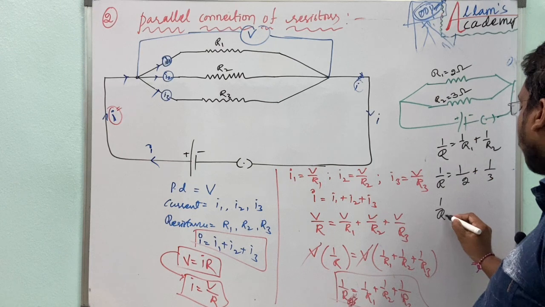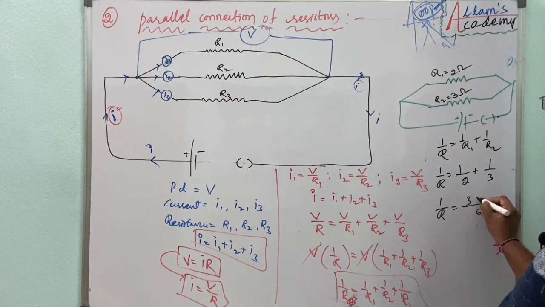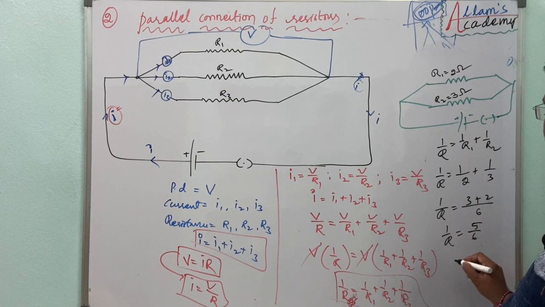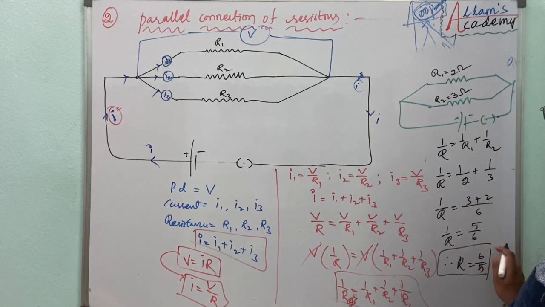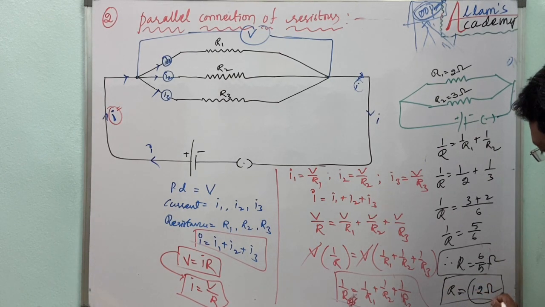Alright. So what is the LCM, sir? The LCM of 2 and 3 is 6. 2 threes are 6, 3 twos are 6. Then 1 by R equals 5 by 6. Therefore R effective equals 6 by 5 ohms. So how much do we get, sir? Approximately R equals 6 by 5, that is 1.2 ohms. Right? 1.2 ohms.